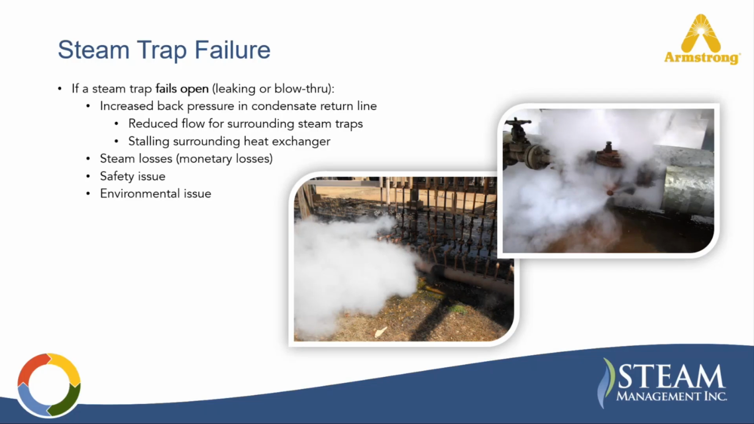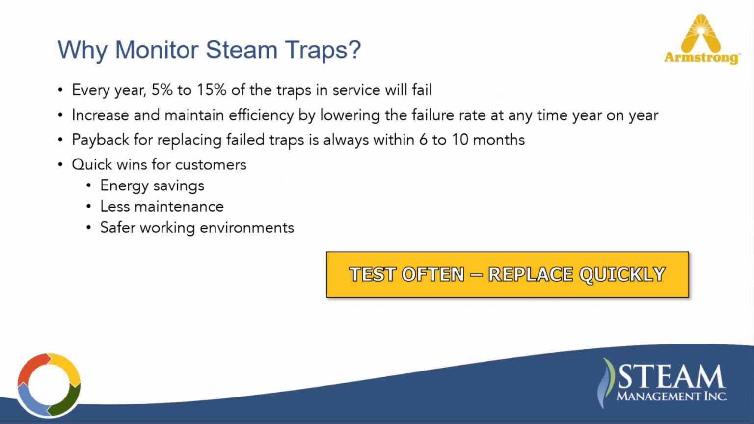Failed open traps can also create safety concerns due to excessive temperatures and escaping steam. Beyond the monetary losses, they can also have environmental impacts because of the additional fuel that must be burned to replace the wasted energy. Unlike failed closed traps, which often impact reliability and production, failed open traps are typically the major source of energy losses in a steam system.